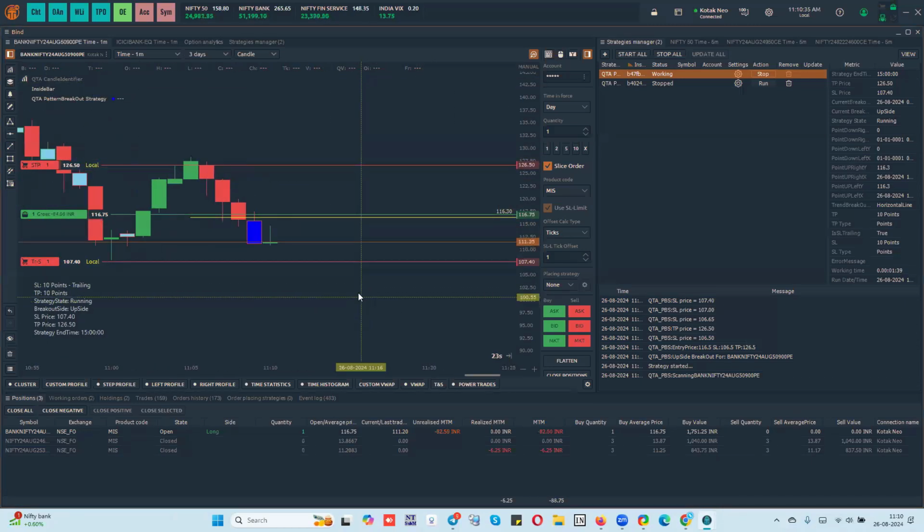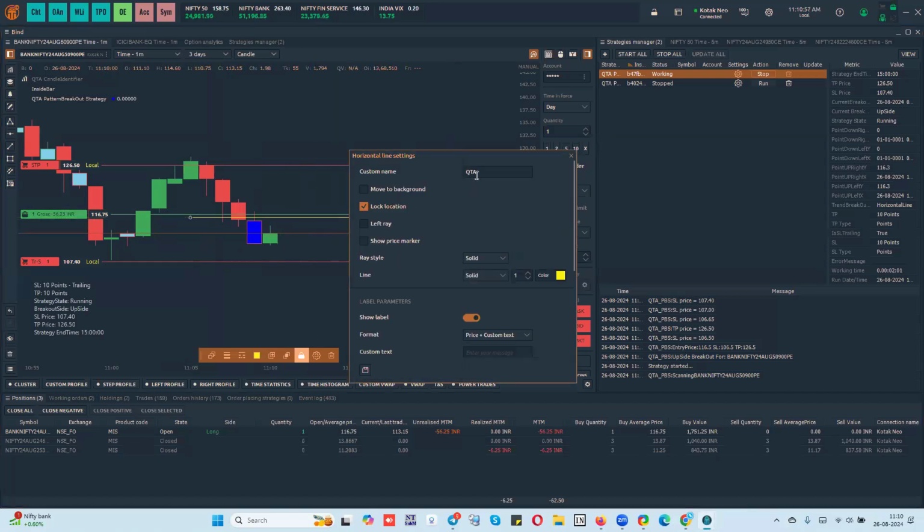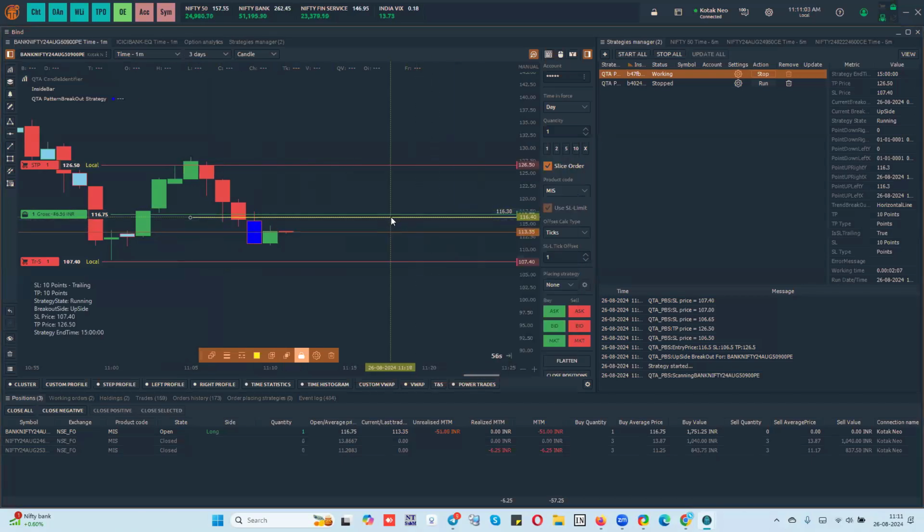Okay, so I will repeat this. This is about the horizontal line breakout strategy. It is a drawing tool that you have called horizontal line. You draw a line wherever you want. In this case, I've drawn a line here. I double click on this particular line, write QTA here, and enable the lock location. If I lock the location, it will remain there. I cannot move that horizontal line thereafter.